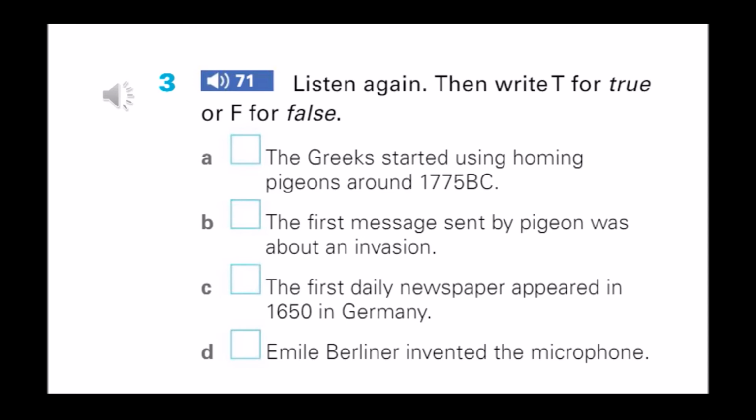Kathy, when did newspapers first appear in Europe? In 1450, 1550, or 1650? Well, I know the printing press was invented in 1450, so I'll say in 1450. Correct. However, the first daily newspaper wasn't until 1650. That was in Germany.